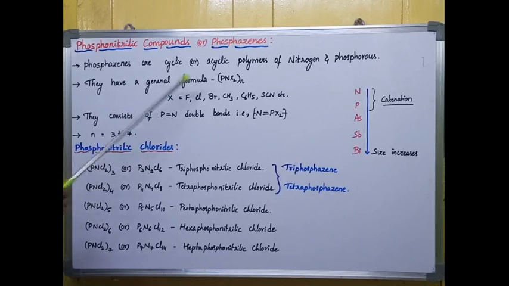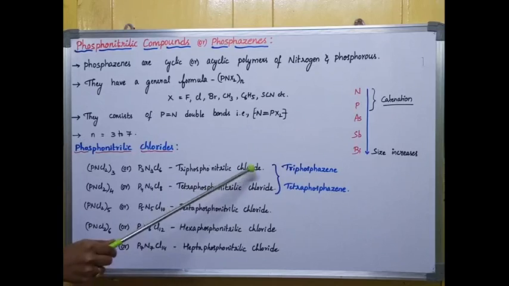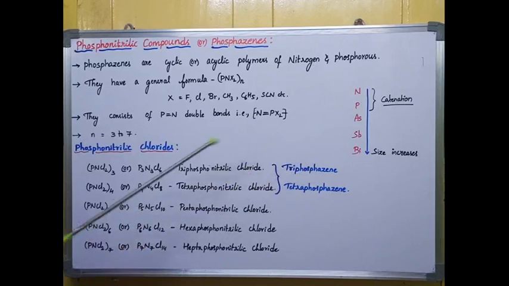I am substituting the X place with chlorine, because in our syllabus we have phosphonitrilic chlorides only. If we keep chlorine, and I give the number for this n from 3 to 7, let us observe the compounds now. (PNCl2)3, we'll get P3N3Cl6. This is called triphosphonitrilic chloride, also called triphosphazene.